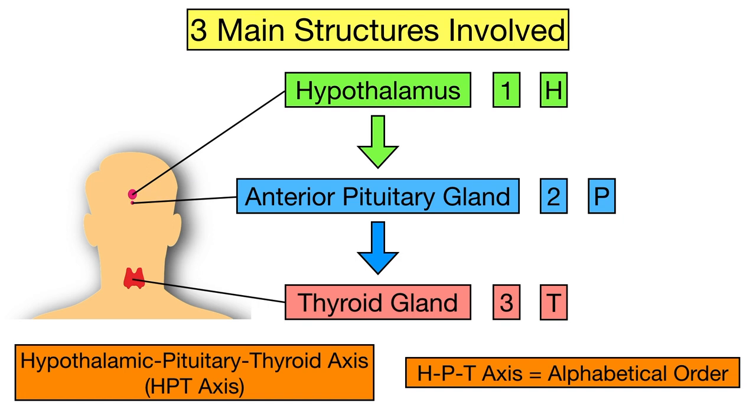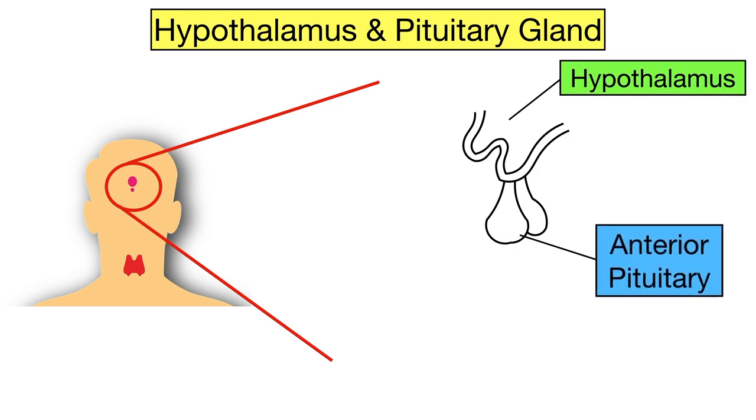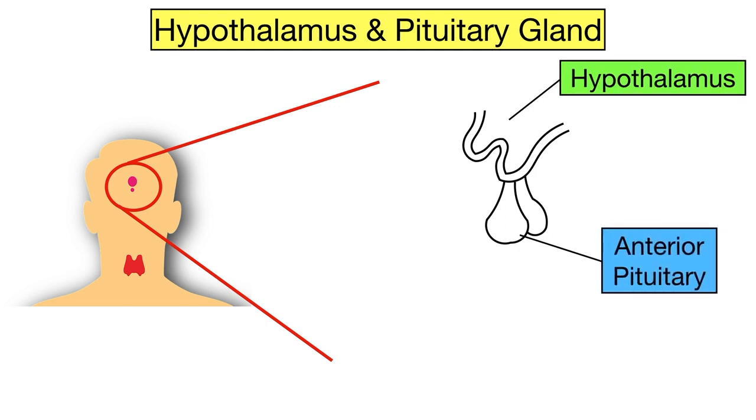Let's take a closer look at what's going on in each structure, starting with the hypothalamus and pituitary gland. Here you can see we have zoomed in on the hypothalamus and the pituitary gland. The hypothalamus is located deep in the brain below the thalamus. The pituitary gland is located below the hypothalamus, and it's the anterior pituitary gland that'll be important in this video. Let's start with the hypothalamus.